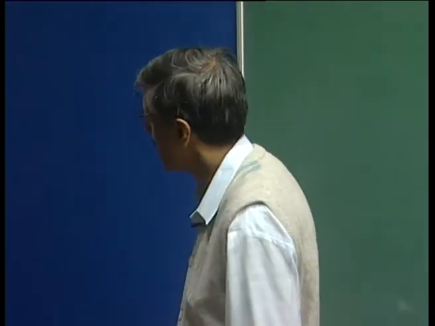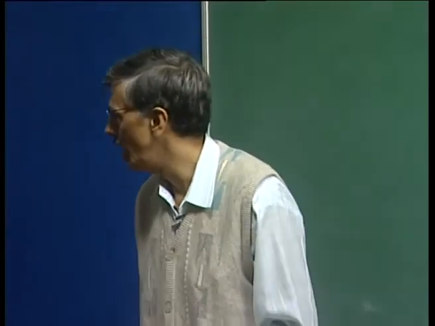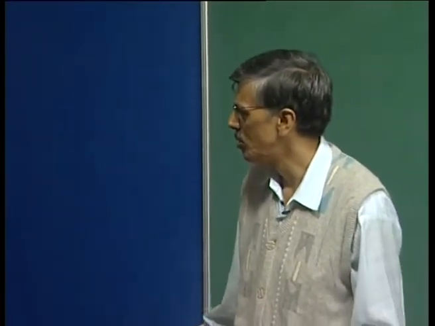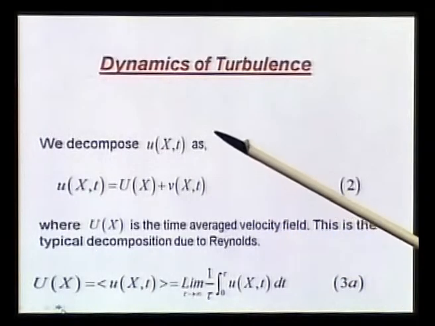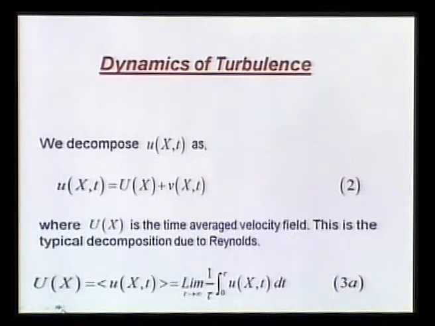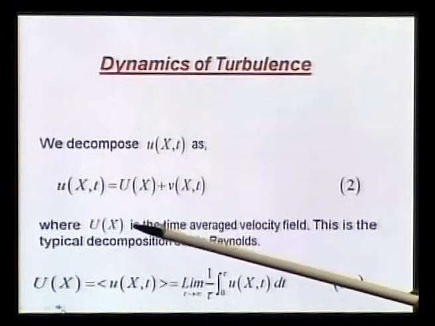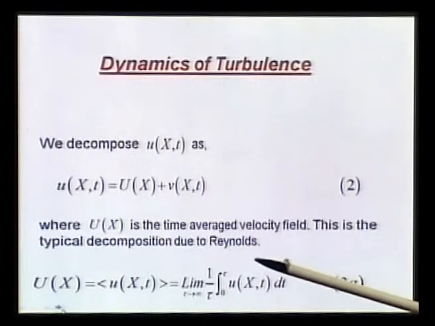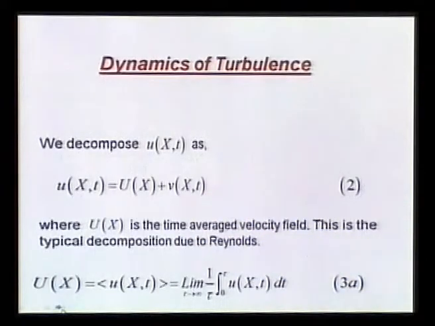One of the earliest attempts in this direction was made by Reynolds himself. What he proposed was that this space time dependent velocity field is decomposed into two components. Okay. One is the time independent part or the time averaged part, and the other one is a kind of a fluctuating component. Okay.